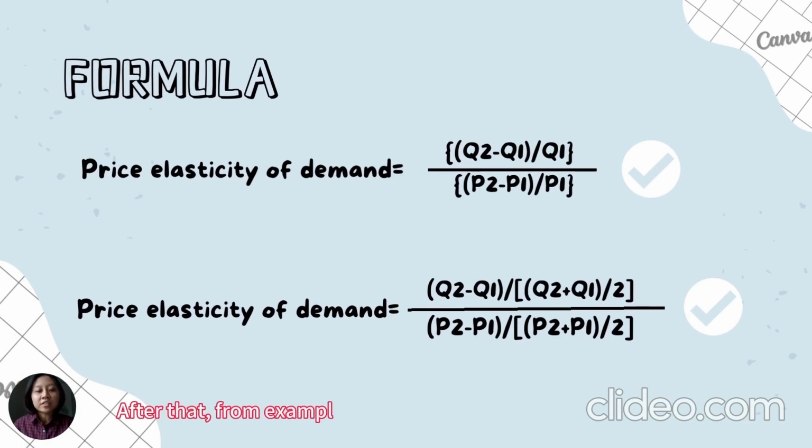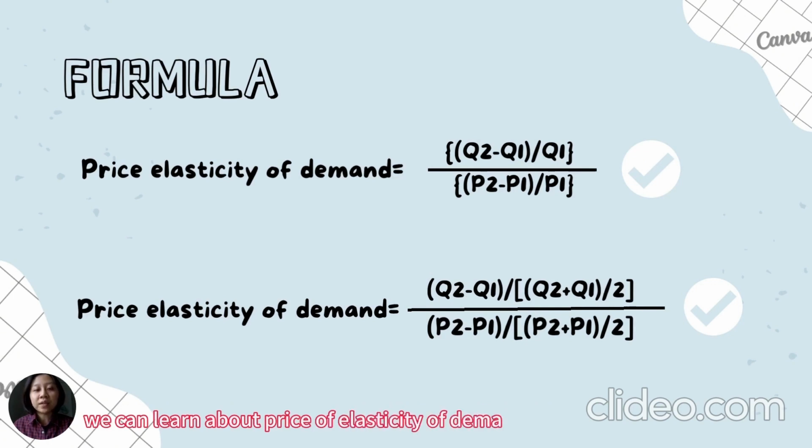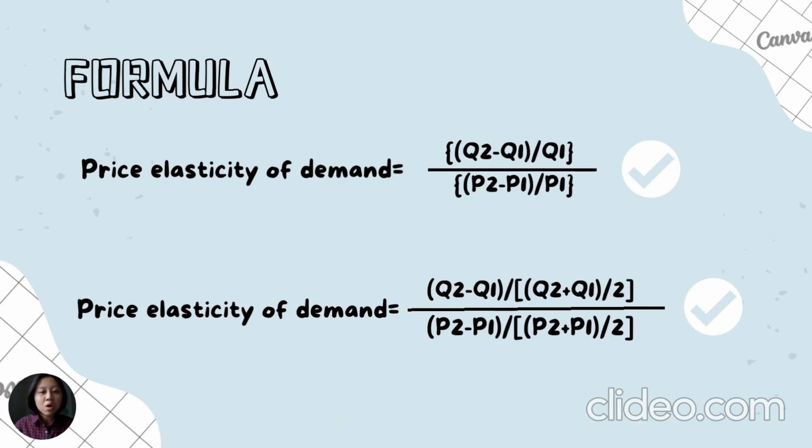After that, from the examples my group members explained, we can learn that price elasticity of demand can use these two formulas. The first formula is price elasticity of demand equals bracket Q2 minus Q1 divided by Q1, divided by bracket P2 minus P1 divided by P1. The second formula is price elasticity of demand equals bracket Q2 minus Q1 divided by bracket Q2 plus Q1 divided by 2, divided by bracket P2 minus P1 divided by bracket P2 plus P1 divided by 2.